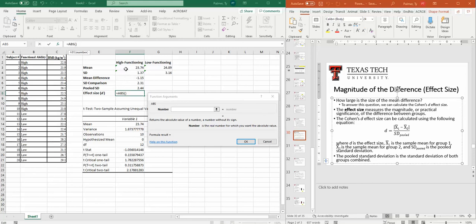In this example, our group 1 mean is right here for the high functioning group, so I'm going to click on it. Okay, so there we go. That highlights the cell of the mean for group 1. Then in the equation it says minus, so I'm going to hit the minus sign on my keyboard. Then it says the sample mean for group 2, which is right here, the mean for the low function group in this case. I'm going to click on it. That highlights the cell and puts it in the equation, the mean for group 2.